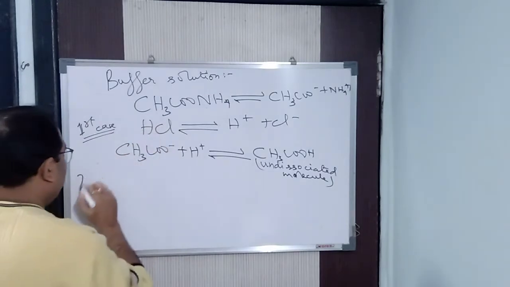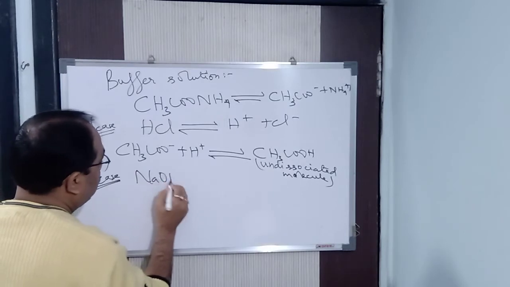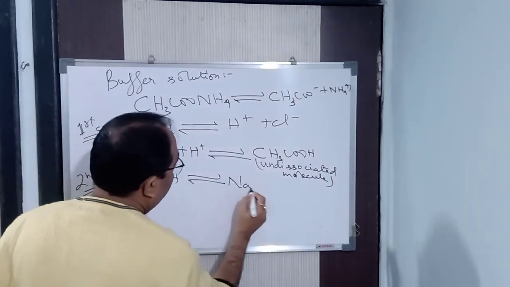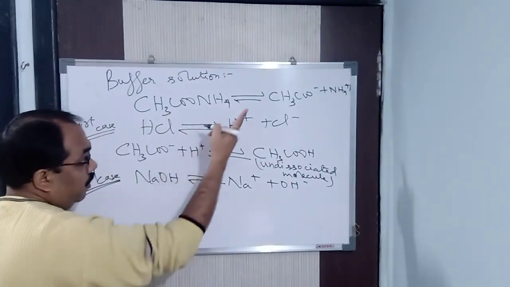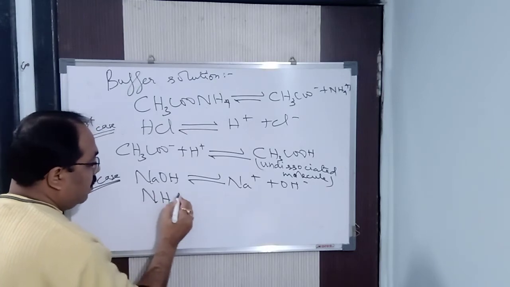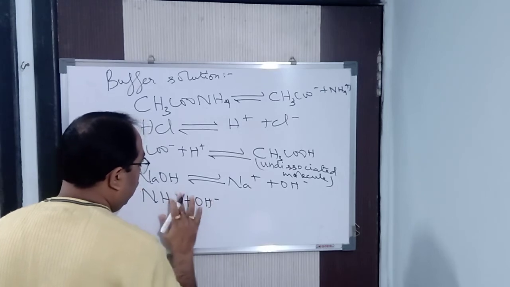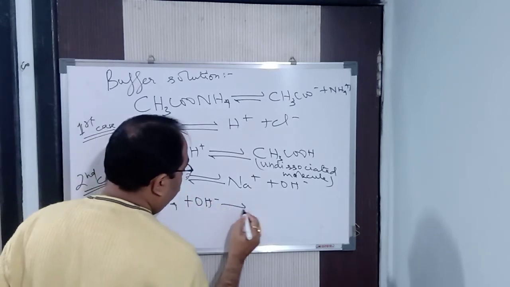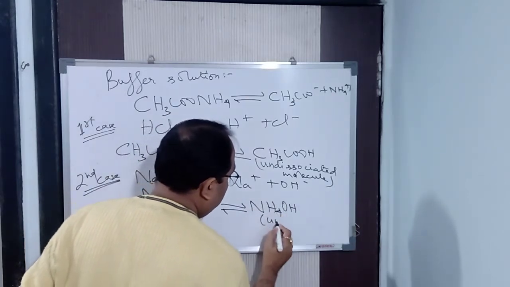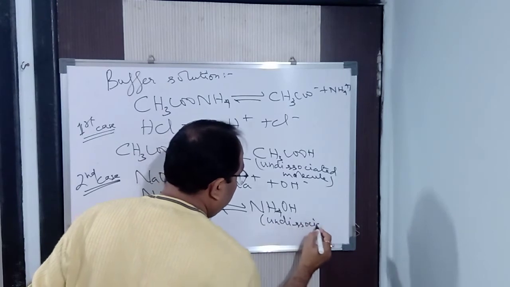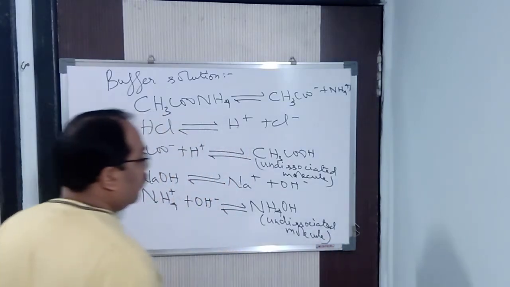Alright, fine. Now the second case: I am going to add a strong base, let us say NaOH. NaOH on adding gives you Na plus and OH minus. Now what will happen? NH4 plus from the solution reacts with OH minus ion to form again undissociated NH4OH, an undissociated molecule of NH4OH.